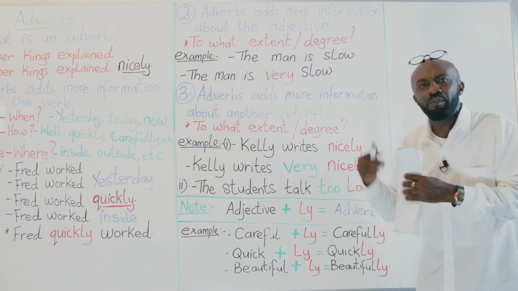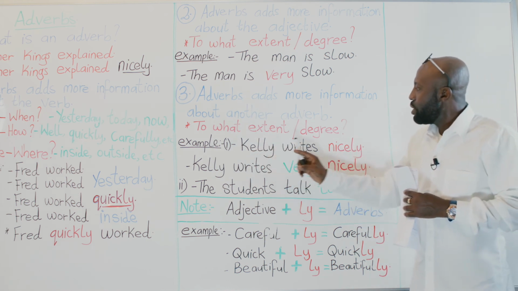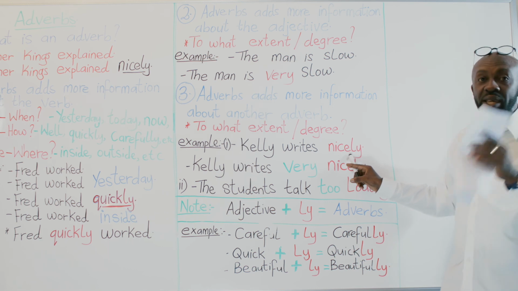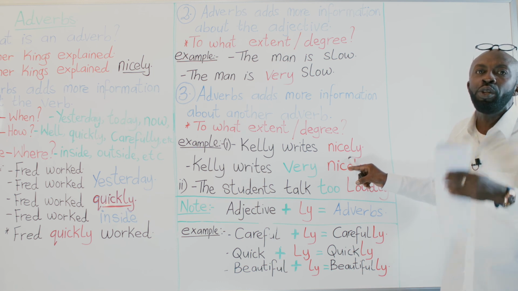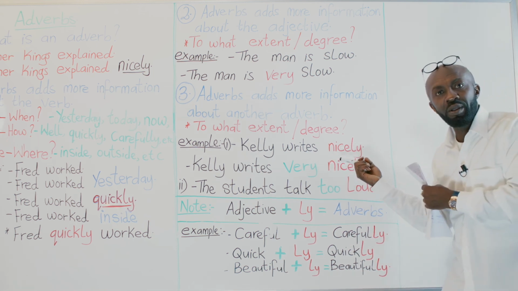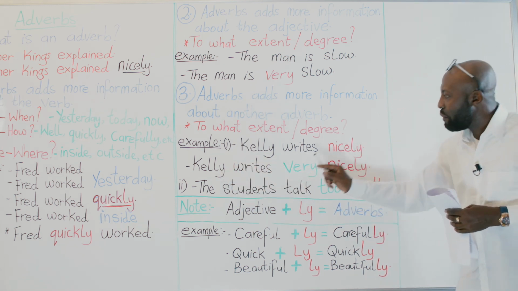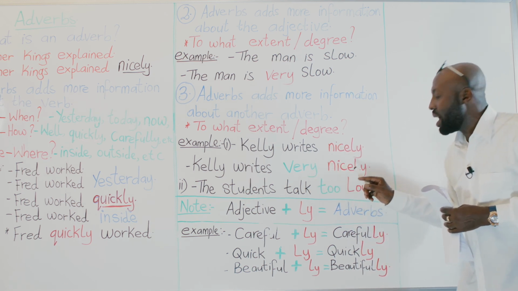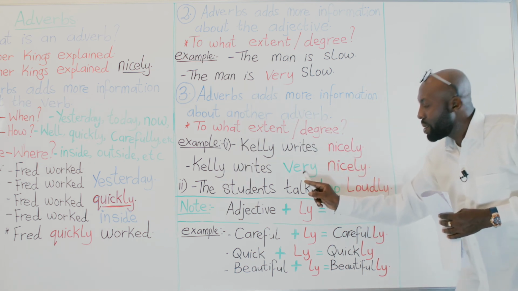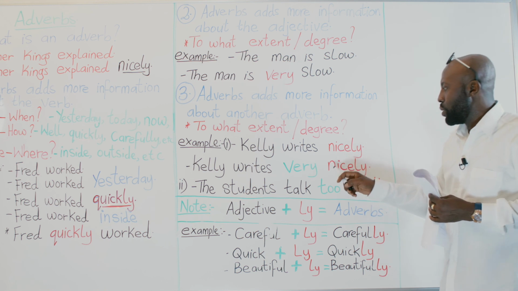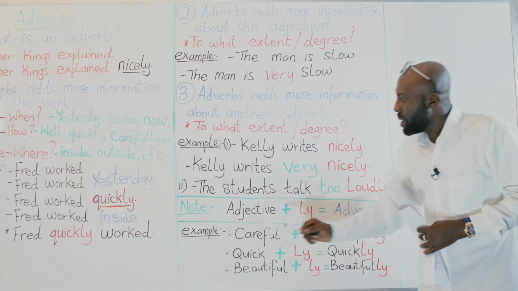It means an adverb adds more information about another adverb. Okay, let's look at the example. Kelly writes nicely. Nicely is an adverb. But if you want to know the extent and to what degree Kelly writes, you need another adverb to support this adverb. So, Kelly writes very nicely. Very is another adverb, and very and nicely are two adverbs. So, an adverb adds more information to another adverb. Very is an adverb, adding more light to the nicely which Kelly does. Do you understand?